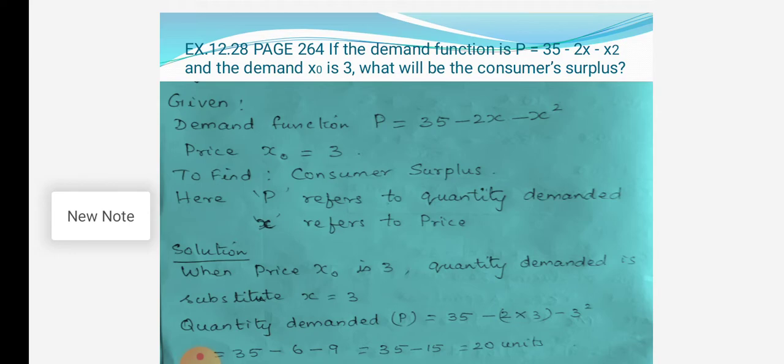Quantity demanded changes according to the price only. So here price is nothing but the value of x. Here they have given the value of x to be 3. And you are asked to find what will be the consumer surplus if the price is given to be 3 and the equation of the demand curve is given to be 35 minus 2x minus x square.